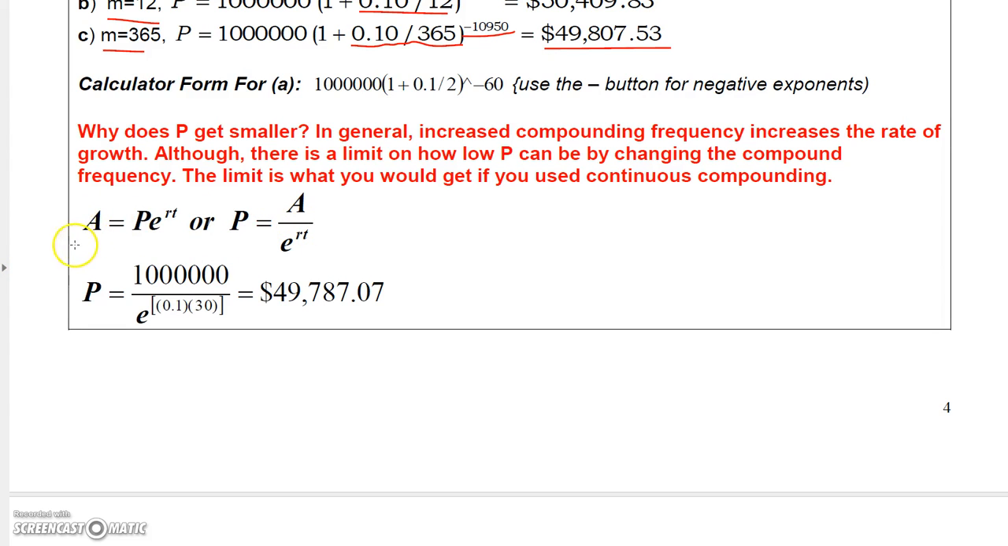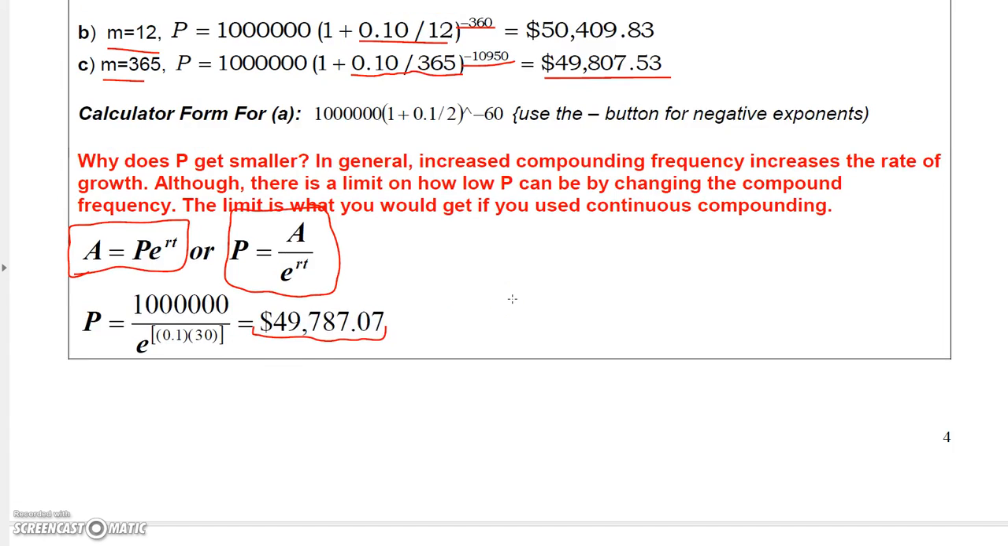Now you can also have what's called continuous compounding. Well, with continuous compounding, that means you compound infinitely many times a year. You get this formula for the amount, and then you can solve for this formula for principal. So if we had continuous compounding, we would simply take the million and put it on top, and then on the bottom we would have e to the 0.1 times t. So that would be e to the 0.1 times 30, and then we would put that in the calculator and we get 49,787.07.